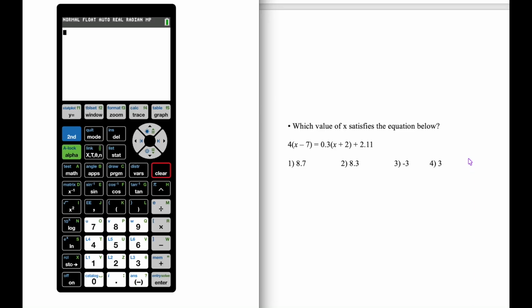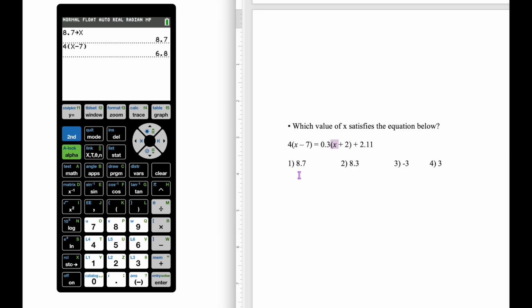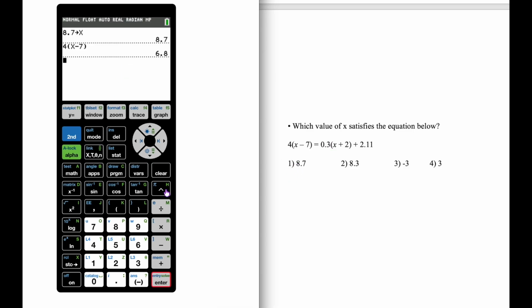So let's go ahead. 8.7, store x, enter. Now, this copy and paste is really going to be useful because we're going to have to copy and paste both these expressions potentially 3 or 4 times each. 4, parentheses, x minus 7, enter. 6.8. Okay, keep that in mind, 6.8. It's also on your screen. You could also write it under the 8.7 here if you wanted, but it's right there on your screen.